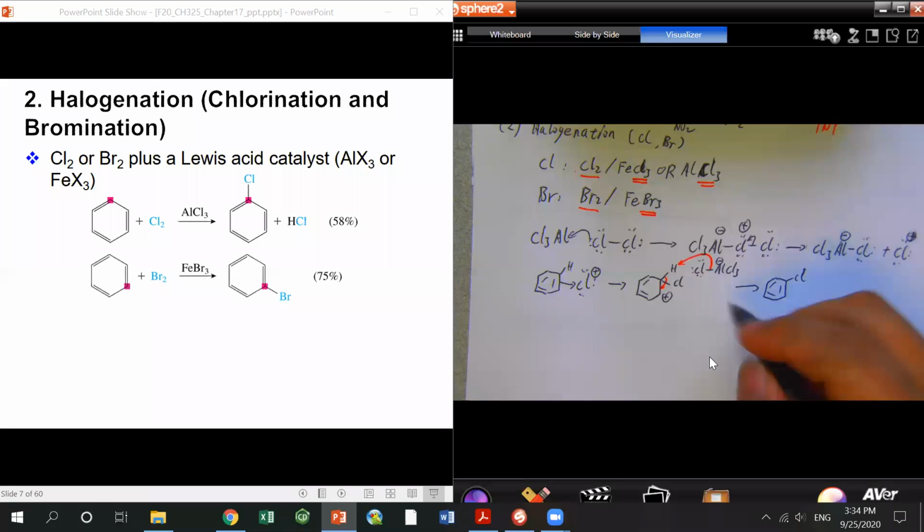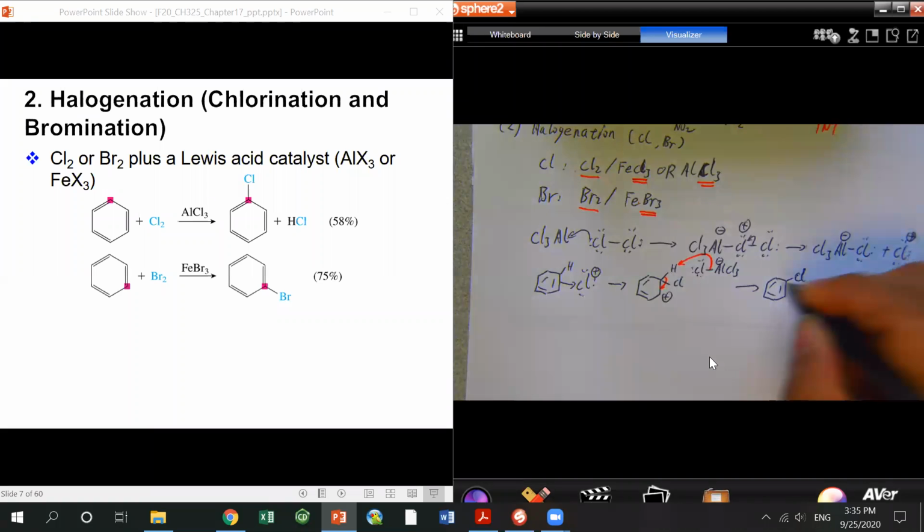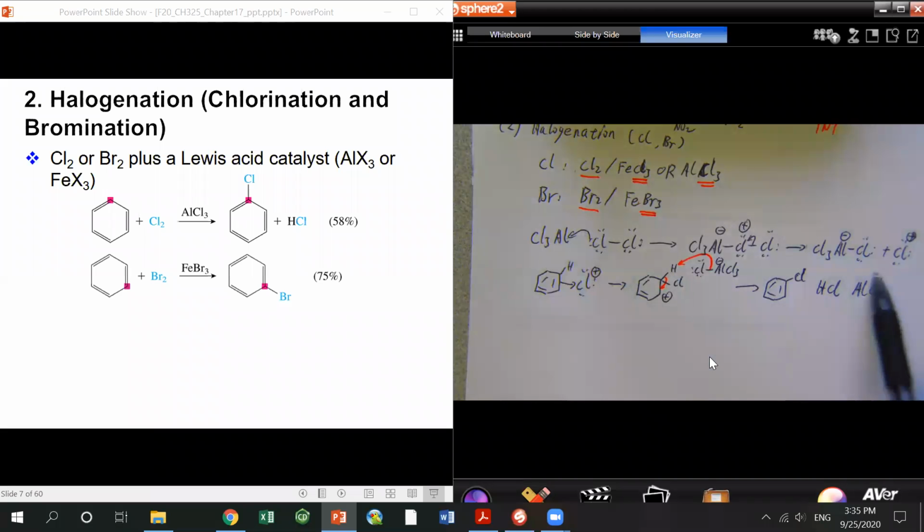And then you generate another two byproducts, one HCl and another AlCl3. That means the aluminum chloride is recycled. At the very beginning, aluminum chloride activates the bromine molecule, and then it is recycled. That's why we call this one a catalyst, so we can reuse it again and again.